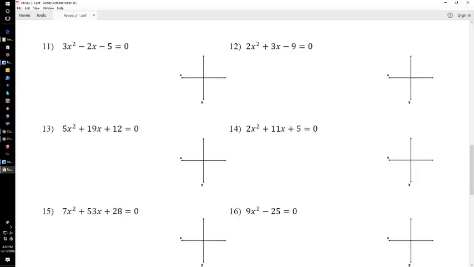Okay, now that we're on the back side of the page, you'll notice a massive difference right there. Right now, we've got a 3 instead of those x squareds. Every last one of these has a number in front of the x squared. So we cannot use the same quick method as we did on the first page.